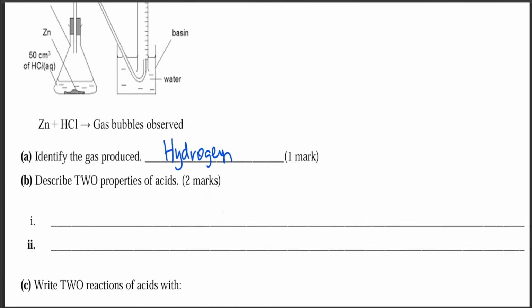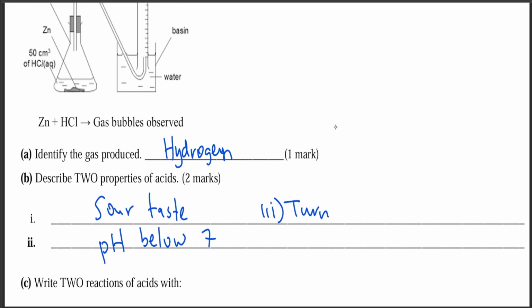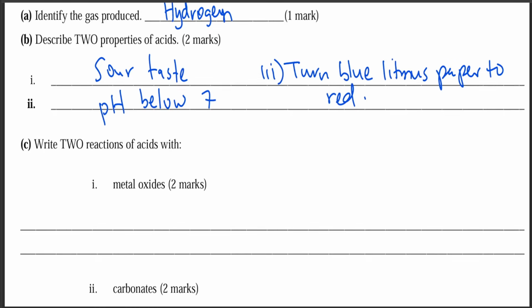Describe two properties of acids. Acids usually have a sour taste, not bitter, but a sour taste. Bitter is basic, and they have a pH below 7. pH below 7. And again, another property is it turns blue litmus paper red. And that's it, simple as that. There are others, but just revise.